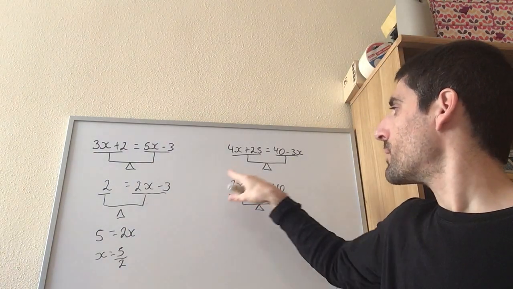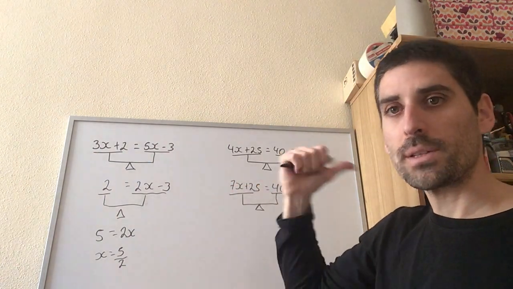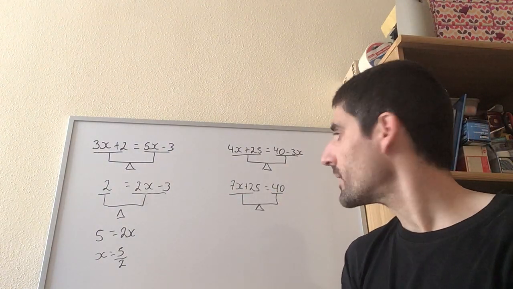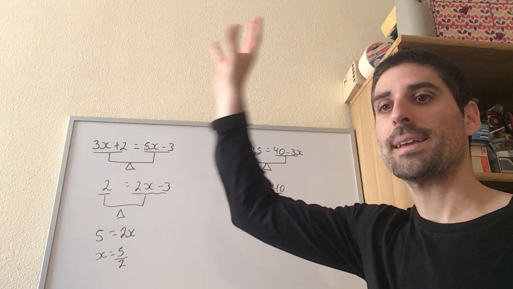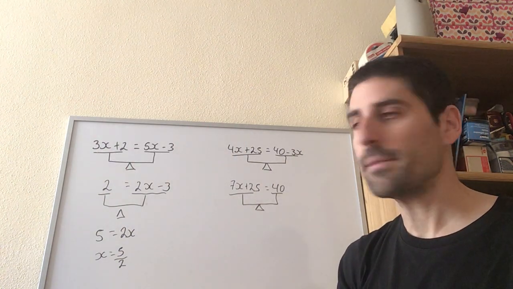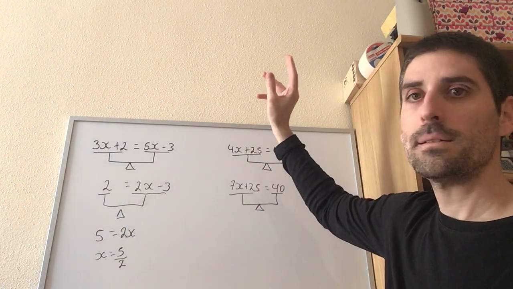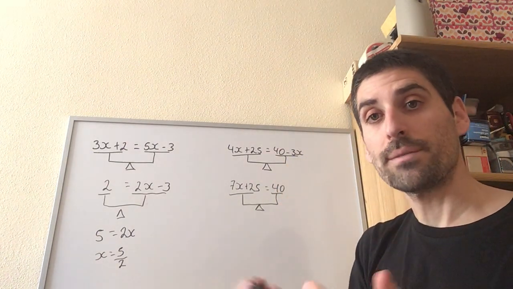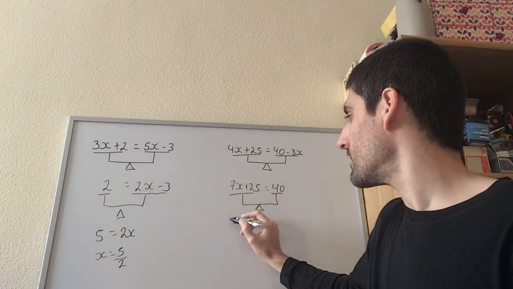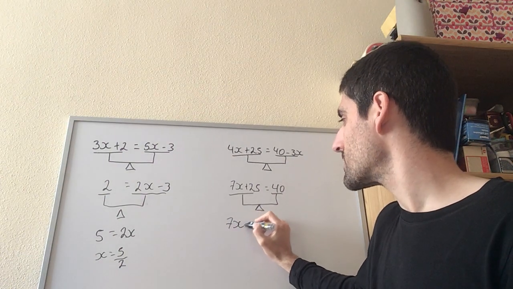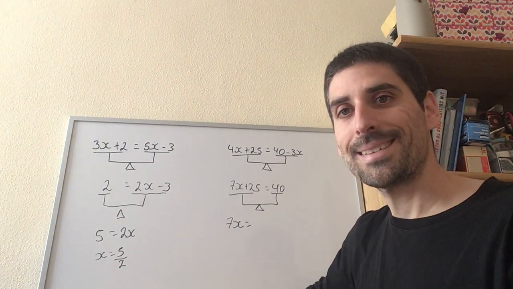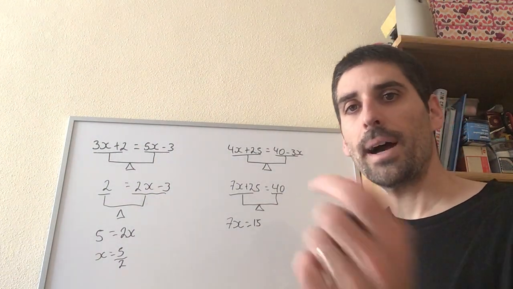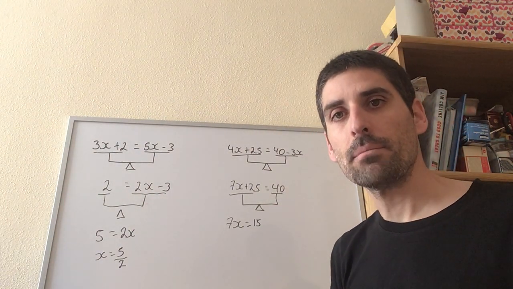Okay, I wanted to have the x's on their own. I need to get rid of the 25. It's a positive 25, so to get rid of it on the left hand side, I need to take 25 out of the scale, but if I take it out of this side, I also need to take it out of this side. So if I take 25 away from both sides, I end up with 7x equals 40, take away 25 is 15.